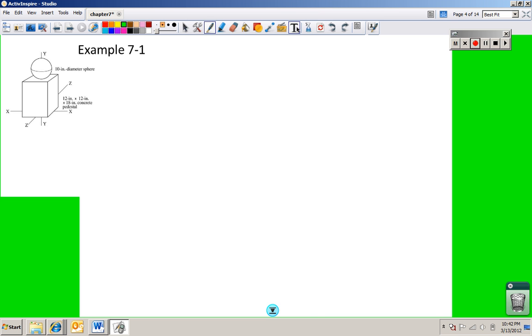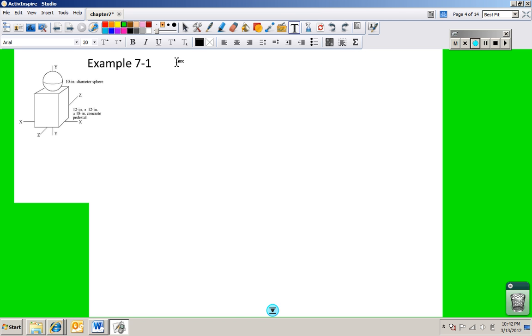Okay, so this is example 7.1 from your textbook. Alright, and we have a 10-inch diameter sphere. That sphere is made of steel, just so that you know. Okay, and it's sitting on top of a concrete pedestal, and we are supposed to find the y bar. Right? It is symmetrical about that y-axis, so we only need to find the height where that center of gravity will fall.